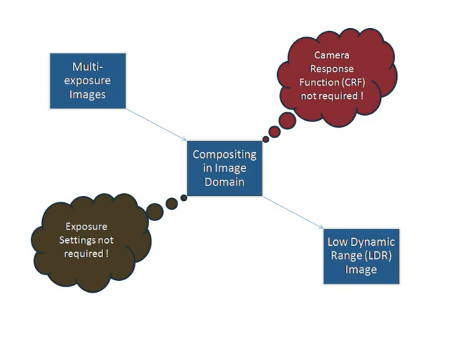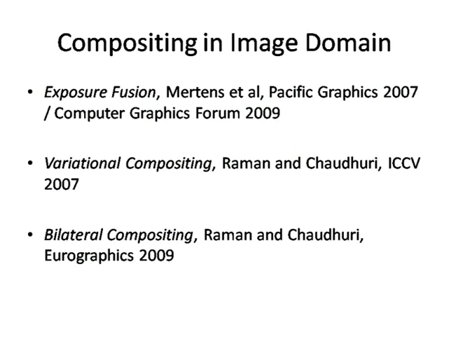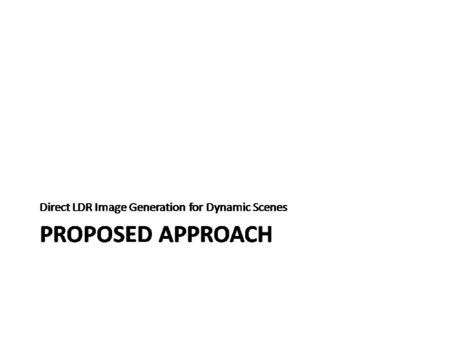The approaches discussed till now lead to generation of an artifact-free high dynamic range image. For visualization in common devices, one needs to tone map the high dynamic range image to an equivalent LDR image. The selection of an appropriate tone mapping operator is a challenge. However, in the absence of the camera response function, it is possible to generate an LDR image directly by compositing in the image domain. The basic methodology is shown here. Here are the references which generate an LDR image directly from multi-exposure images. However, these methods produce ghosts in the case of dynamic scenes.